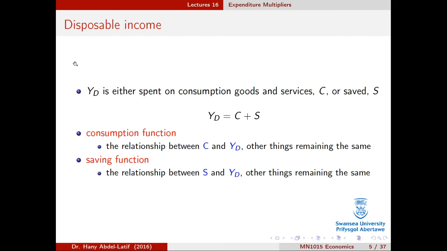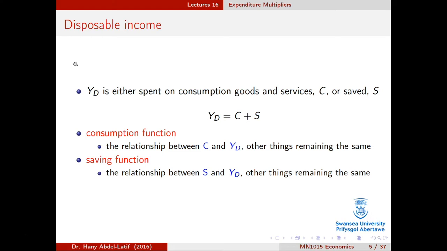So now we're going to look at how consumption and savings are determined by the disposable income, which is the relationship between each one of these two and disposable income: consumption and real disposable income, and saving and disposable income. These two are the consumption function and the saving function. The consumption function means the relationship between disposable income and consumption, so the relationship between C and YD, of course with other things remaining the same.